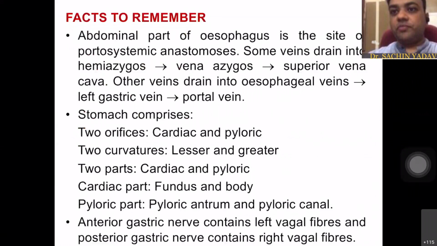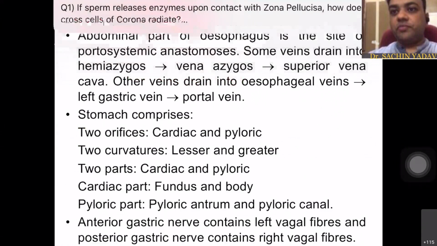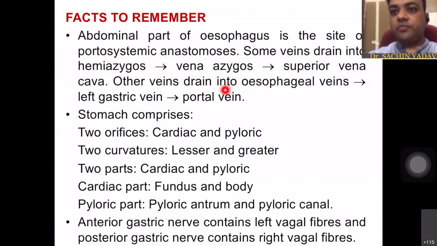Now we'll see the abdominal part of the esophagus, which is the site of portosystemic anastomosis. The veins drain into the hemiazygos vein, which goes into the superior vena cava. Other veins drain into the esophageal veins, left gastric vein, and portal vein. So you see how the superior vena cava and portal vein are anastomosed on the surface of the abdominal part of the esophagus. Fine. Thank you.